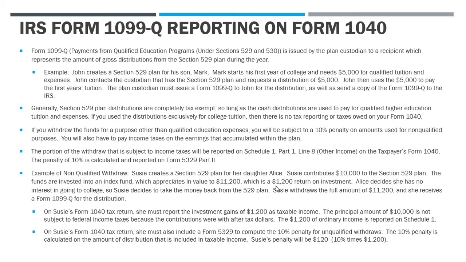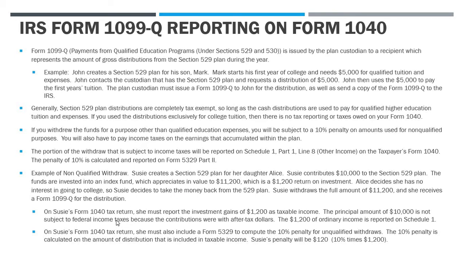Well, after the fund reaches this valuation, Alice decides that she really has no interest in going to college. Right, so Susie says, well, the money's in there, I guess I'm just going to take it out because we're not going to be able to use it for college education. So Susie withdraws the full amount, $11,200, and then she gets a 1099-Q for the distribution, right? That's required. So what are the tax issues here?